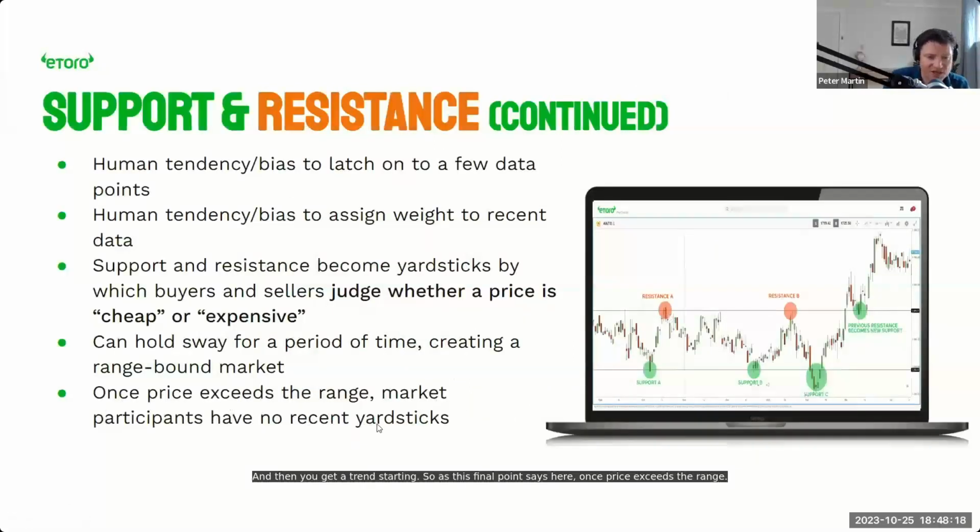So as this final point says here, once price exceeds the range, market participants have no recent yardsticks to latch onto. And maybe they start looking at older timeframes, looking for other support or resistance levels that have played a part in the past.